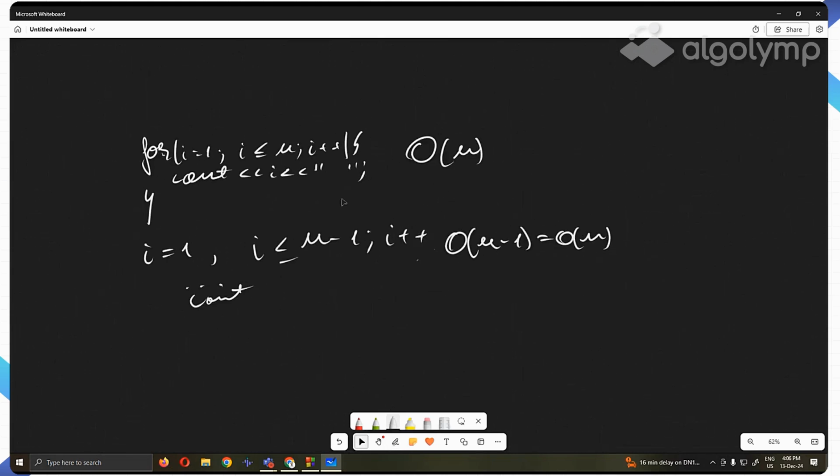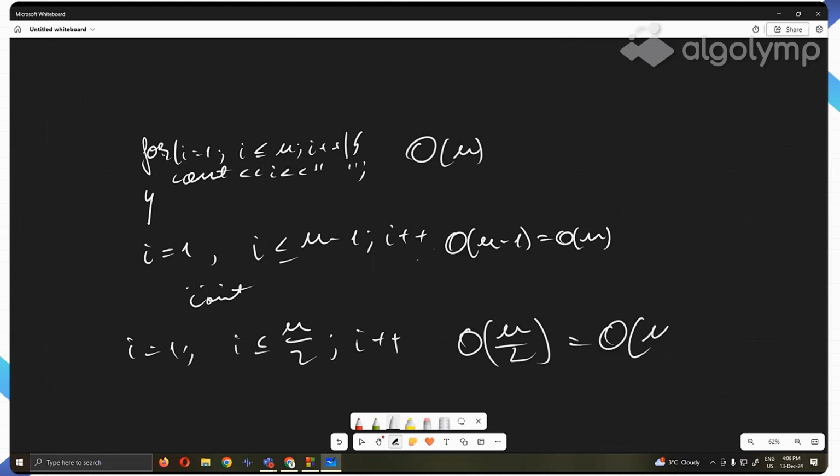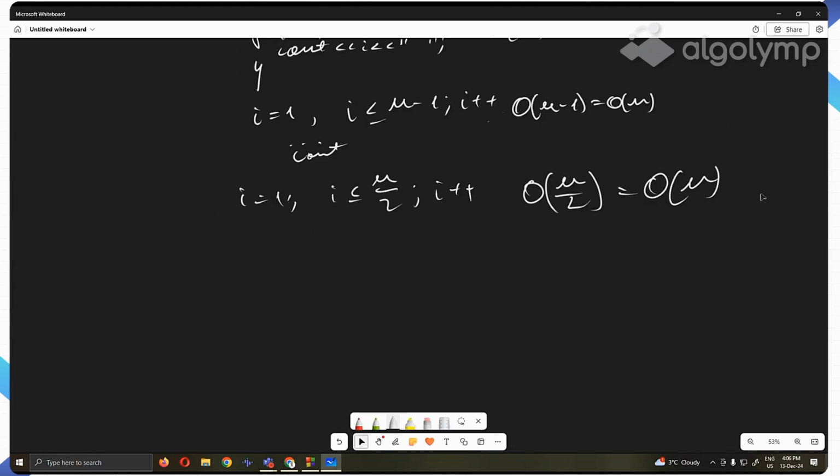We're not really interested in how many operations it actually performs. We're interested in the order of the operations. It performs approximately n operations. Similarly, even if i starts from 1 and goes up to n+2, the complexity is approximately O of n. Even if I have n+2, I'll still say it's O of n. If i goes up to n+4 minus 3, the complexity is approximately O of n.